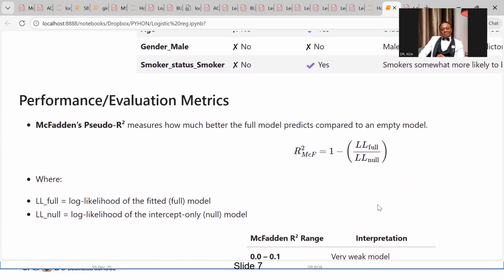Now, is the model good? What shows that it's bad or good? In multiple regression, we use the R squared. Here we use the pseudo R squared, and that's the formula for the pseudo R squared. It simply tells you how much better your model predicts compared to an empty model. It tells you the variation in the target as a result of the variability in the predictors. And the way you calculate it is using this formula that you see here.